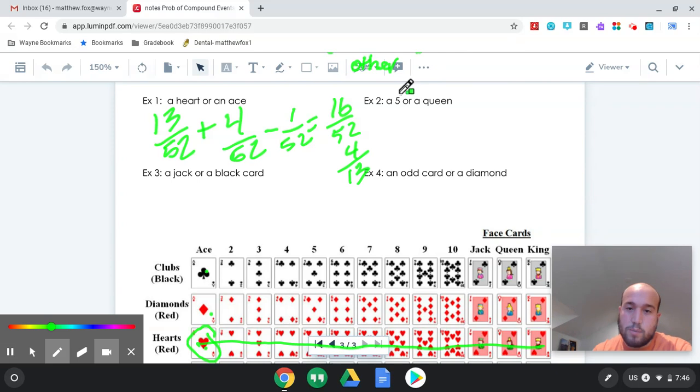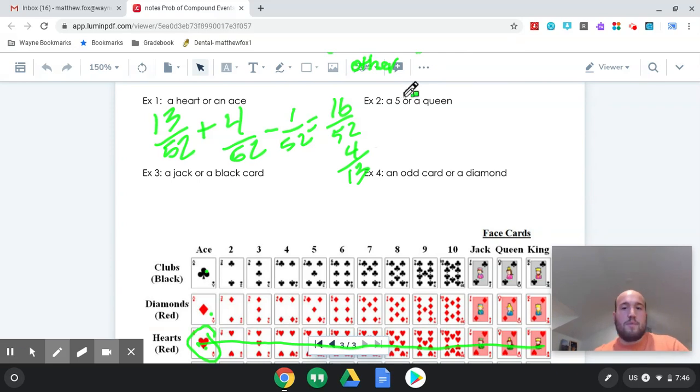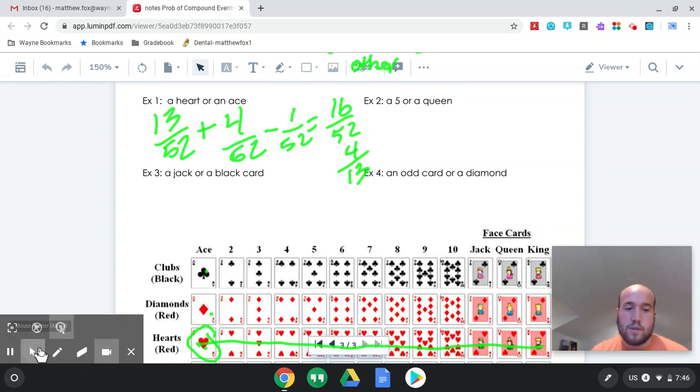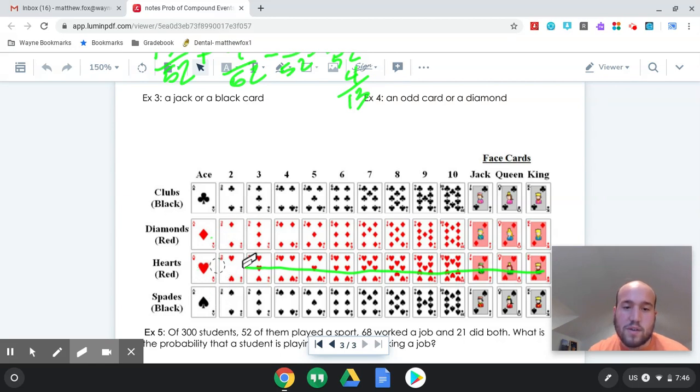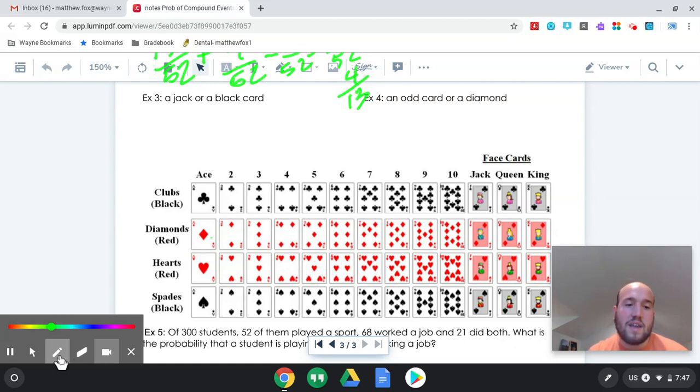Okay, now our example 2 here. It says, what's the probability that we get a 5 or a queen? Okay, so for this one, let me quick erase all this. A 5 or a queen. Now, this one is going to be mutually exclusive. It's not quite like the last one. And the reason why, there is no card that is both a 5 and a queen.